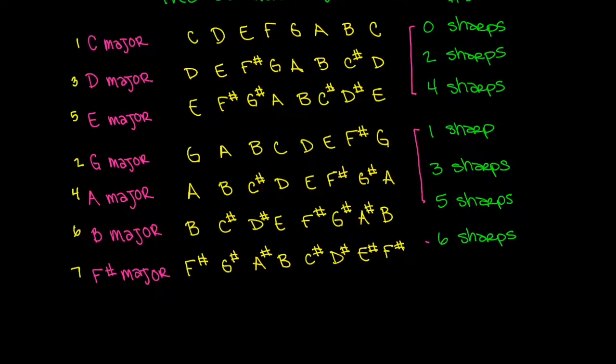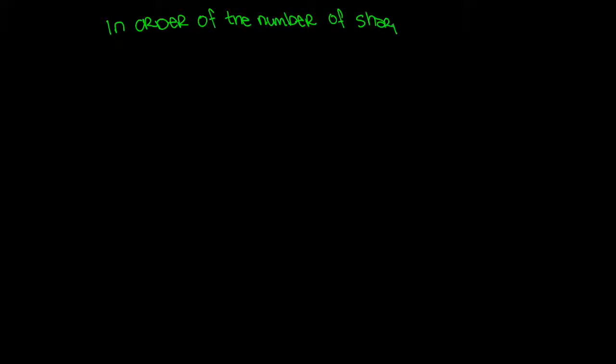Okay, so let's write those out now, in order of the number of sharps. Now let's see, we had C major because we said that was 0. We have G major because that was 1 sharp. Then we had D major, which had 2 sharps. And then we have A major, which has 3 sharps.